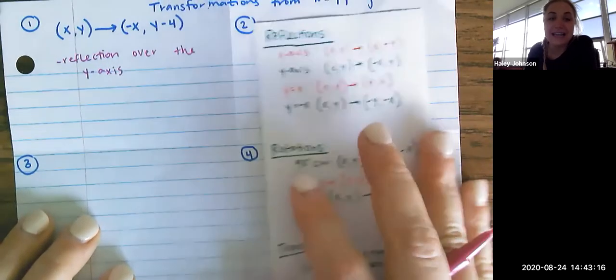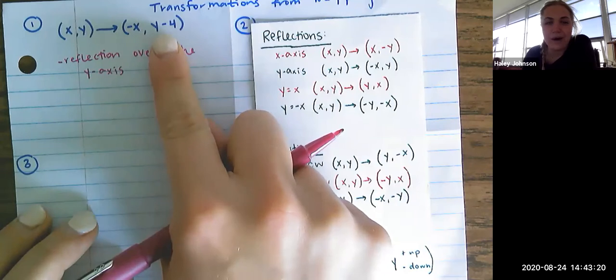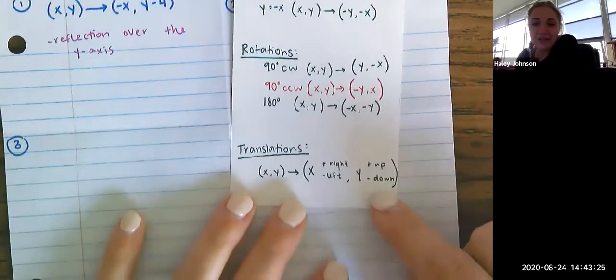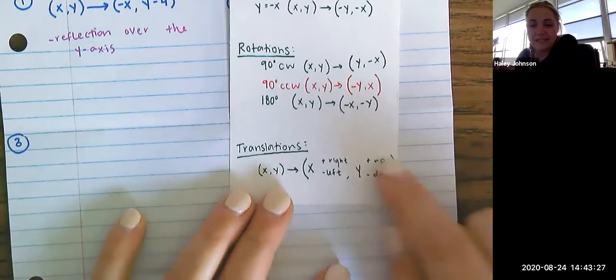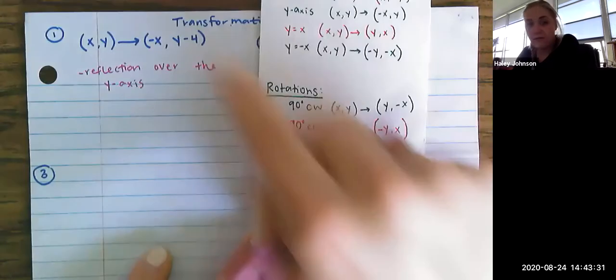Okay, so that's one of the things. Now let's talk about the second thing that's happening here. Do you see how it's got that minus 4 happening in the y position? So let's look at translations, because that's the only one that can add and subtract. And if this is in the y position and it's subtracting, that means you are going down 4 spaces.